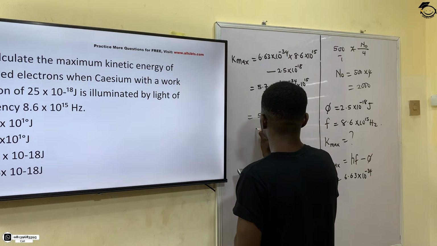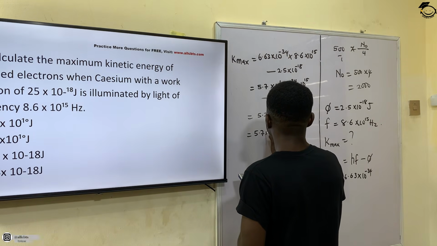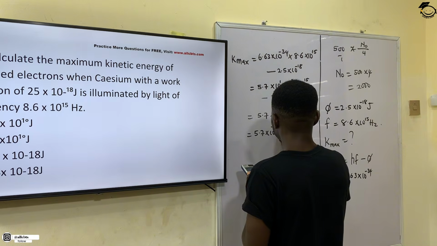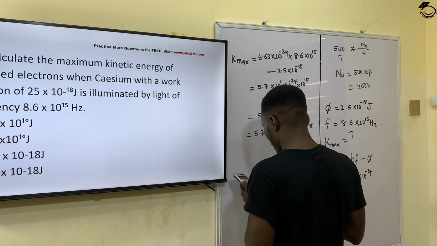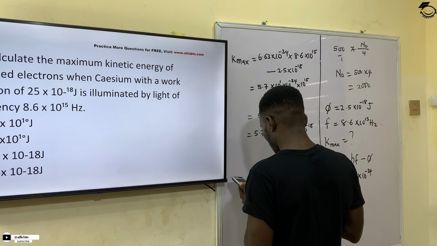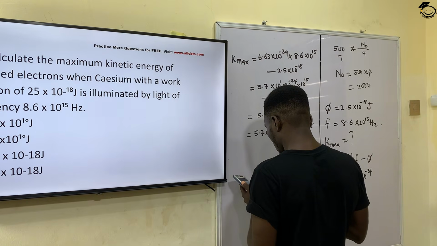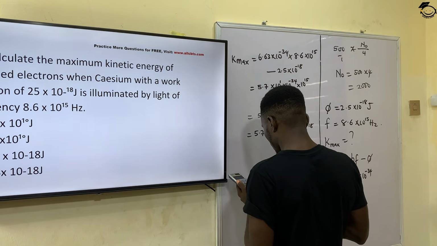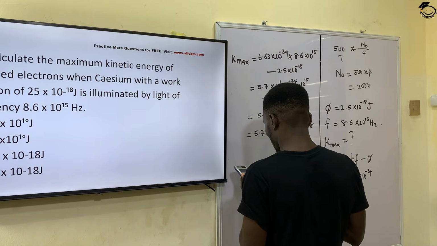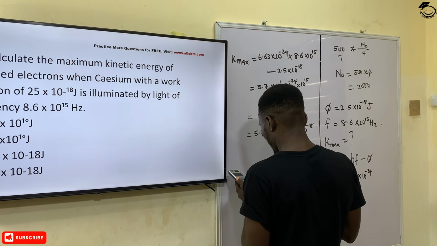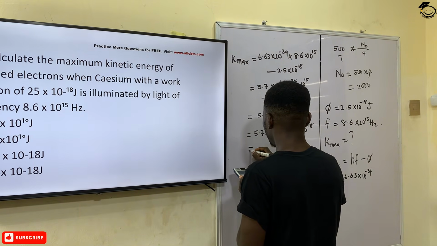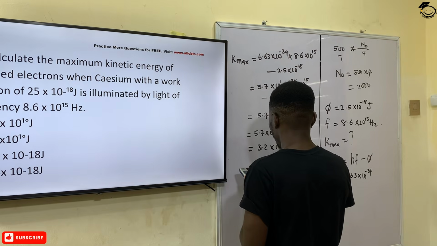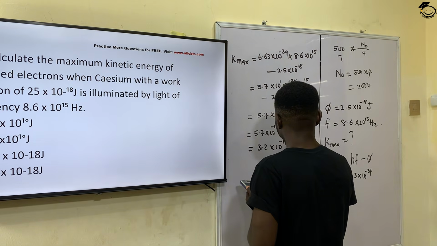So that will give me 5.7 times 10 raised to power minus 18 minus 2.5 times 10 raised to power minus 18. So I'll have 5.7 minus 2.5. So at the end of the day, I'll be having 3.2 times 10 raised to power minus 18.